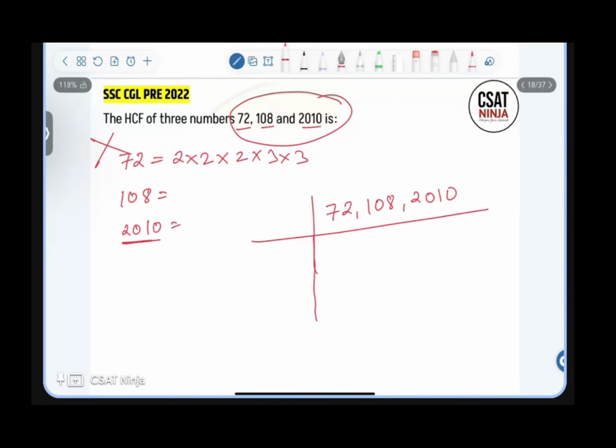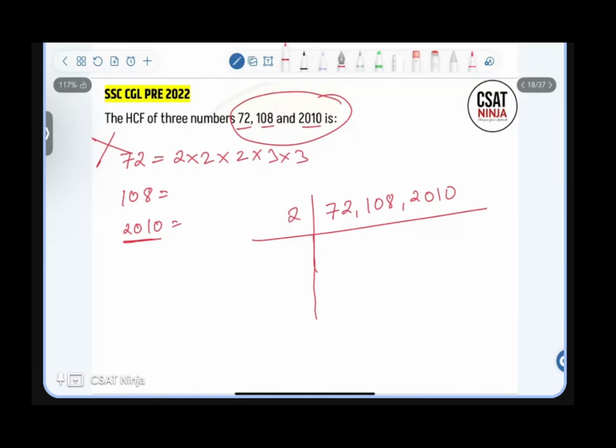So I'll start with this. I'll start with 2. 2 3s are 6, 2 6s are 12, and 2 5s are 10, 2 4s are 8, 2 10s are 20, and another 2 5s are 10. But remember here, I need to put 0 here. Why? Because I'm taking these two together. If you are taking two terms together, not at the first, but in the middle or at the last, you need to put a 0 there, okay?